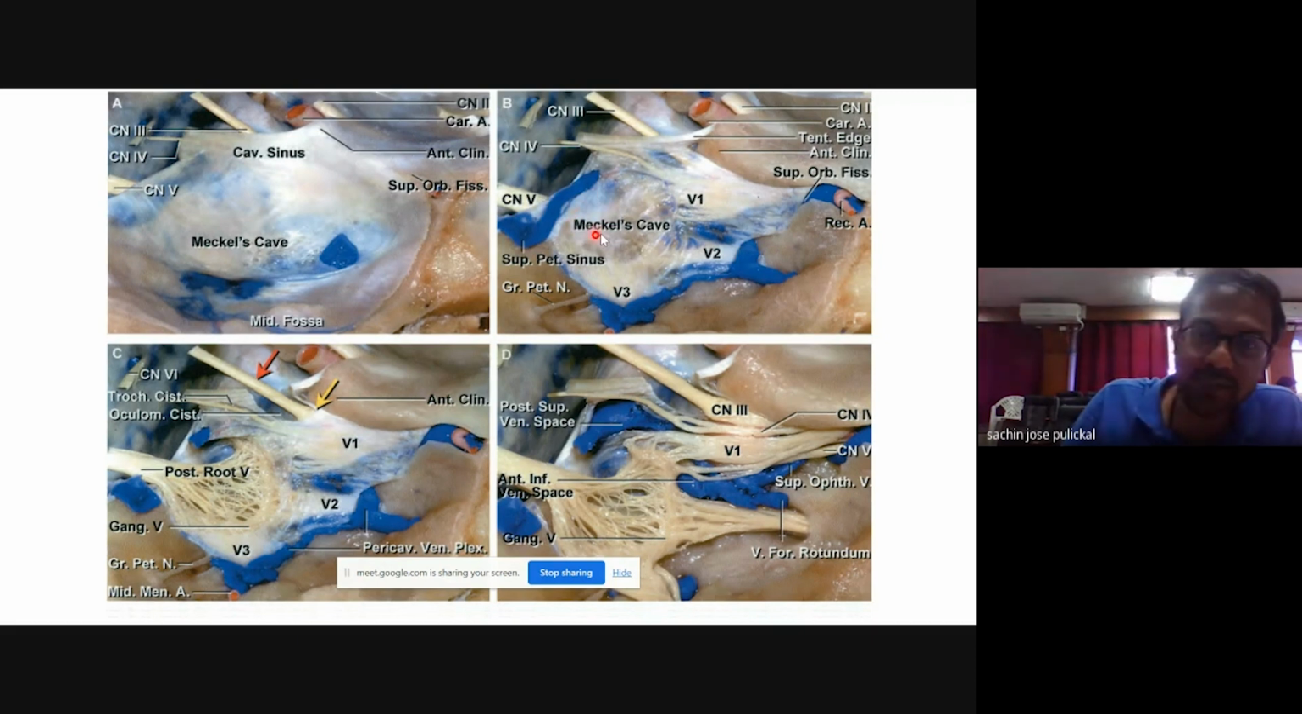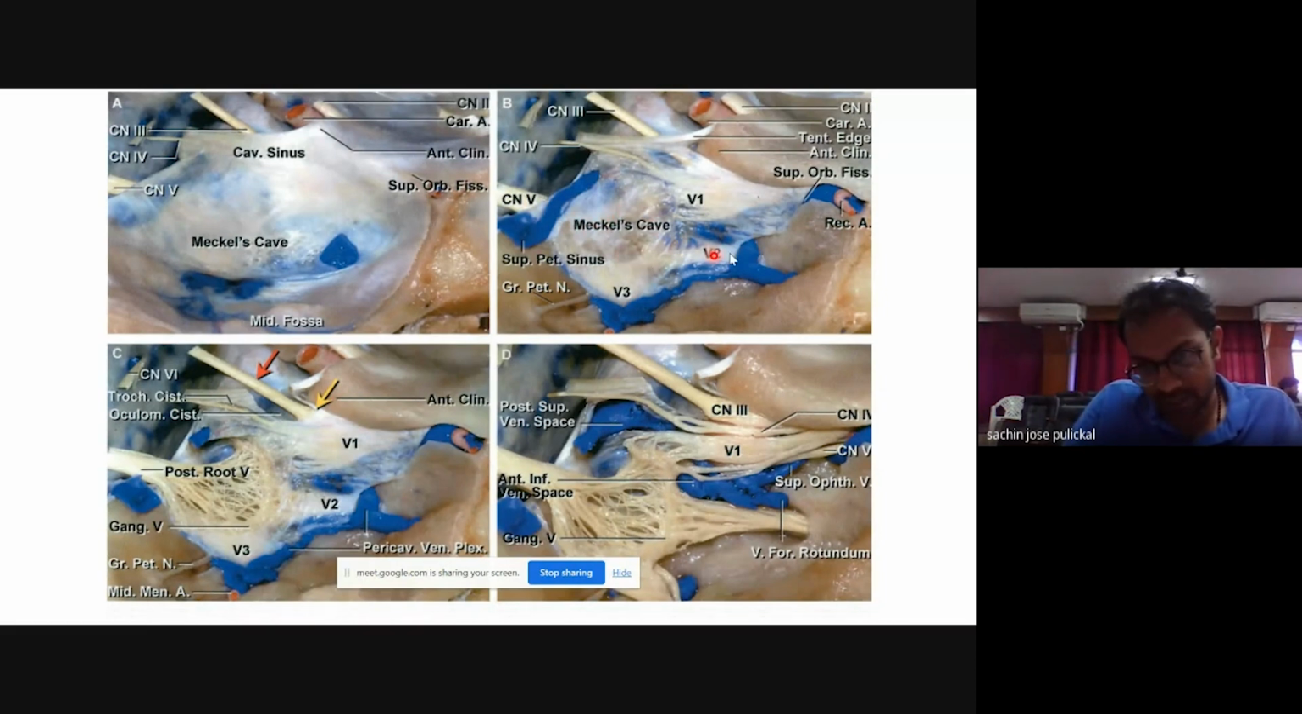So what is Meckel's cave? I'll talk about Meckel's cave later. But the fifth nerve, when it enters into the supratentorial compartment, takes with itself a subarachnoid sheath containing CSF from the posterior fossa. So it forms a hole which almost reaches one half of the Gasserian ganglion. So this subarachnoid space of the posterior fossa, which continues along the cranial nerve 5 into the supratentorial compartment, is what is called Meckel's cave.